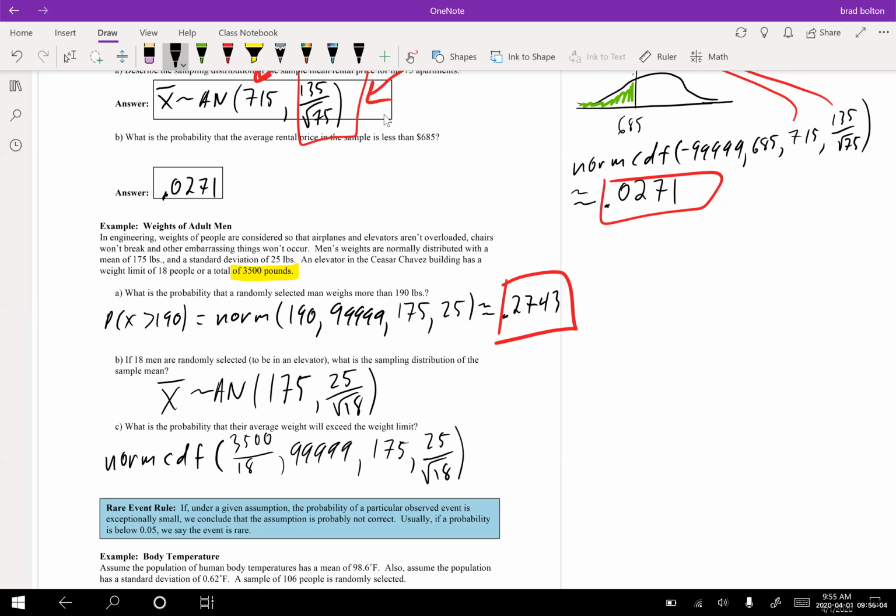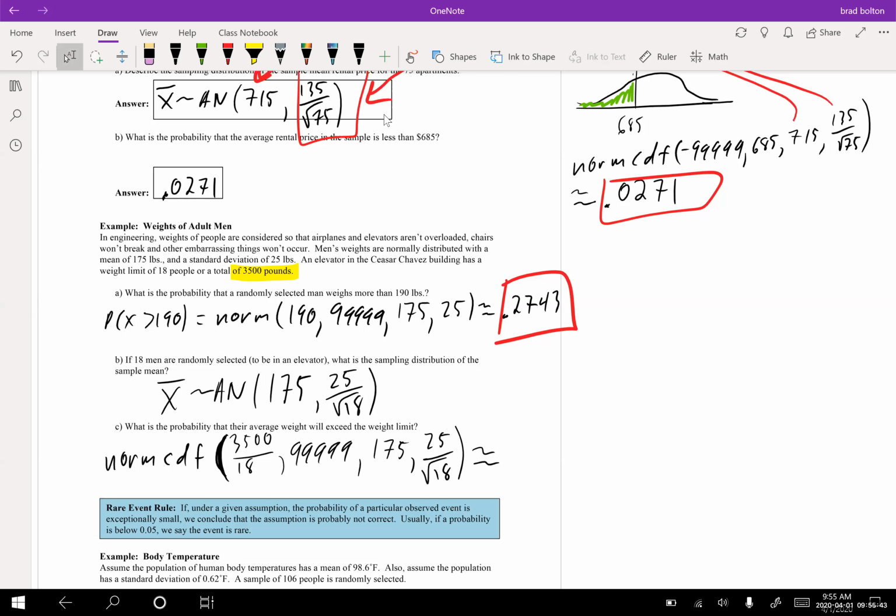Now, remember, most people have a hard time with this problem because they're not sure how to account for the fact that they say the average weight will exceed the weight limit. So that means if you have 18 people on this elevator, all 18 of them on average exceed the weight limit allowed per person. So we have to find out what the average weight limit that would be allowed is. Well, the average weight limit that would be allowed is 194 pounds per person. So they're saying, what's the probability that all 18 of these people on average exceed that 194? Okay, so 194.44 is 3,500 divided by 18. So we're going to find that.